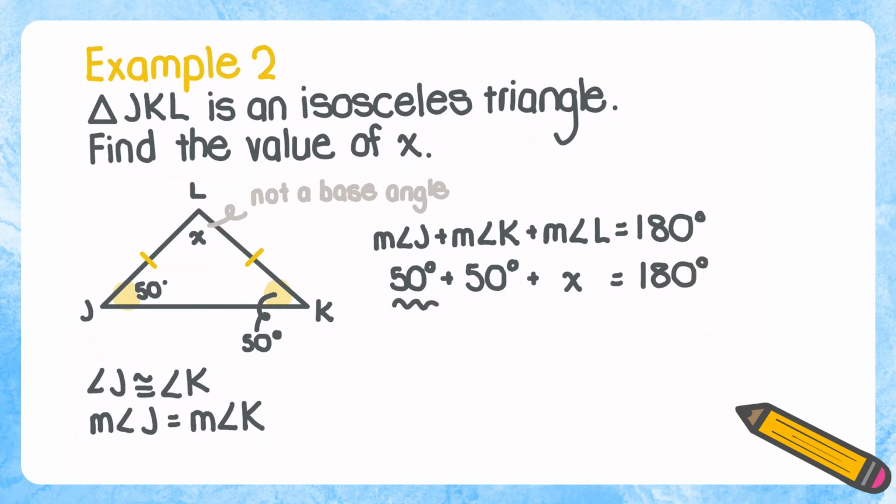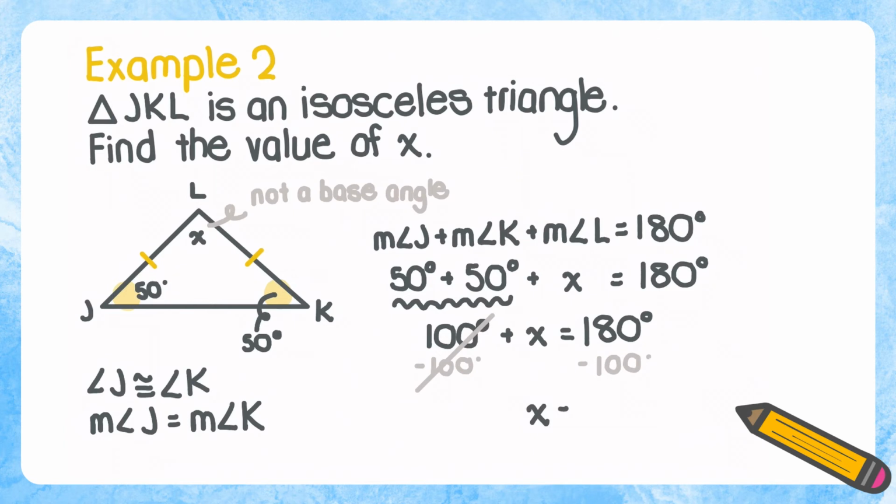Now let's simplify this by combining 50 plus 50. This is 100 degrees plus x equals 180 degrees. To isolate x, we're going to subtract both sides by 100 degrees. This cancels out, and we find that x equals 80 degrees.